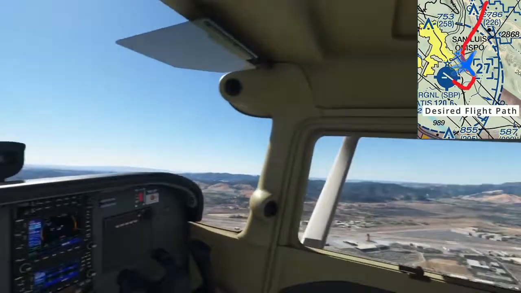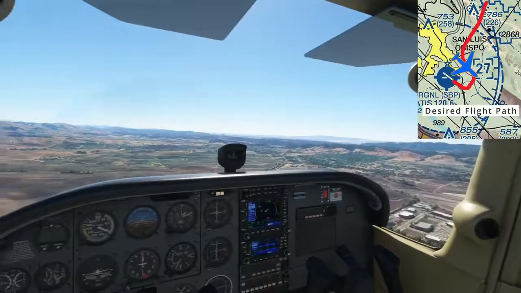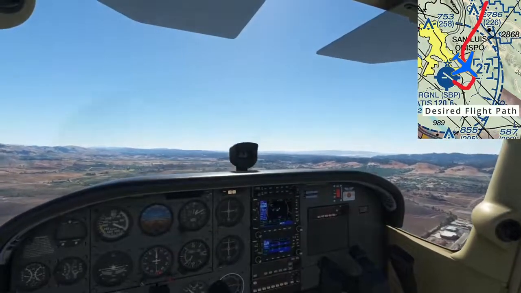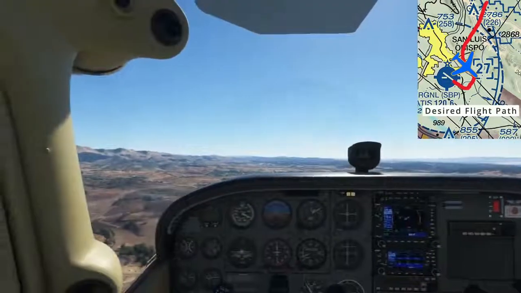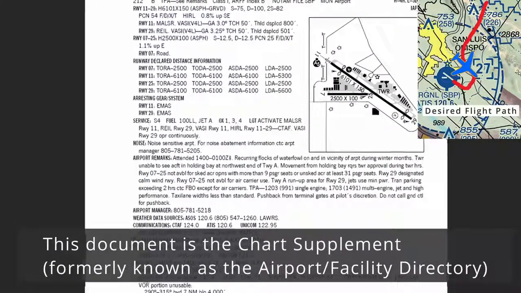Notice how the runway is about halfway up the strut here. As I mentioned before, this is a good trick if you're in a high-wing aircraft with a strut to know if you're about the correct distance from the runway on the downwind. Also notice how we entered the traffic pattern at just about 1,203 feet.